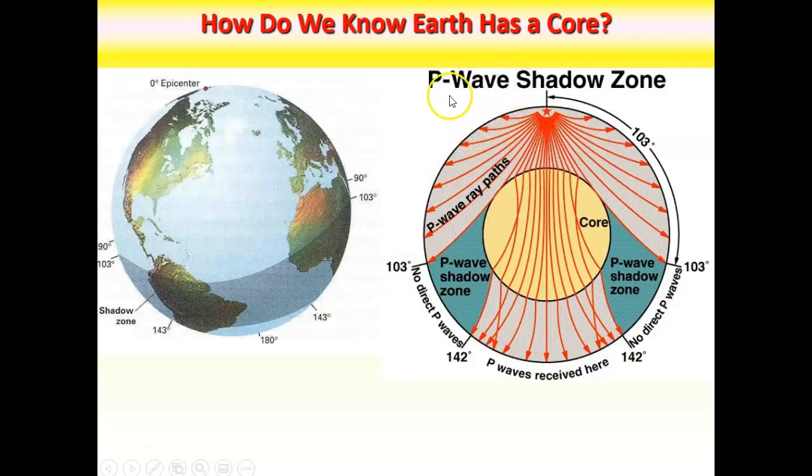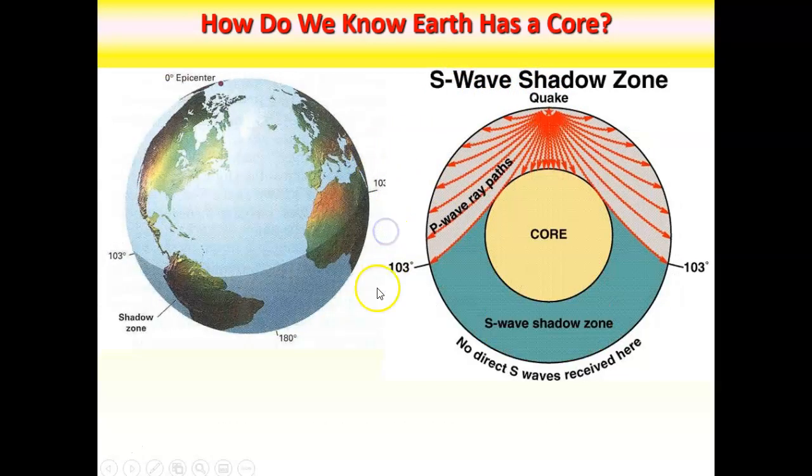So we can figure out that there's a core through P waves, which are the ones that can go through everything. But it's a little easier, I'm hoping, for you to understand how we can use S waves. So in this example here, remember, S waves cannot go through a liquid. And so we have seismometers spread around the entire world. Today there's thousands, right? An earthquake occurs. And so all of these seismometers are picking up the S wave.